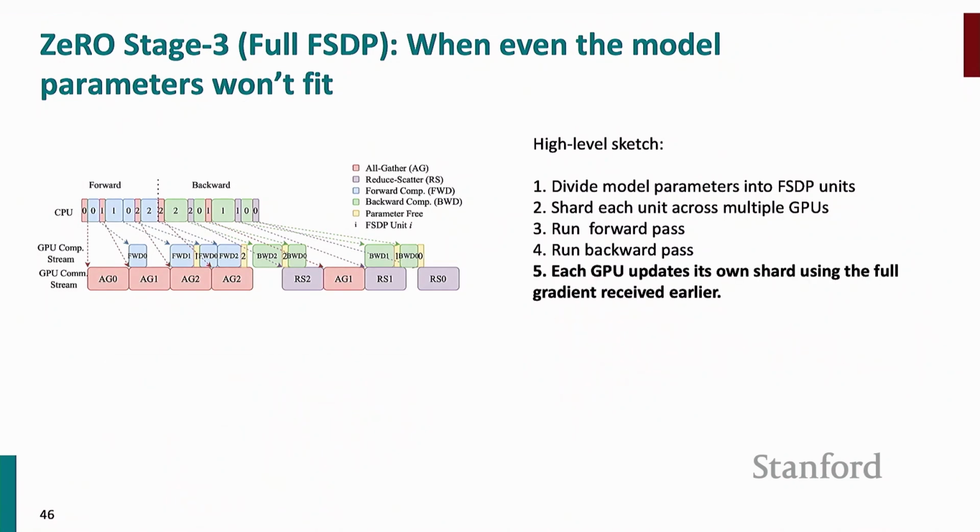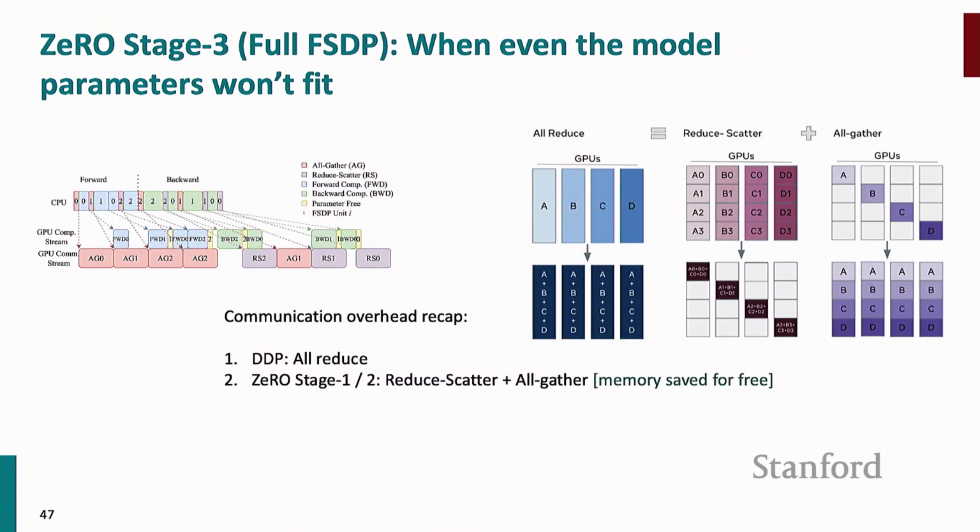And then once you run the forward and backward pass, each GPU will update its own parameter shard using the full gradient that it received just now. And then you do a synchronization, right? So let's do a quick review of everything we've looked at so far.